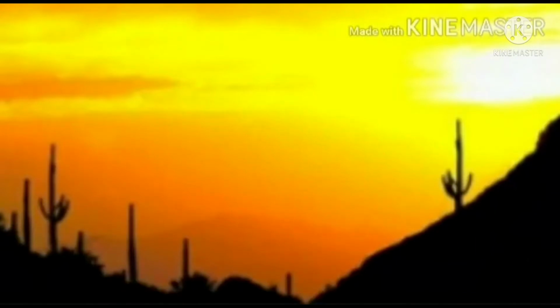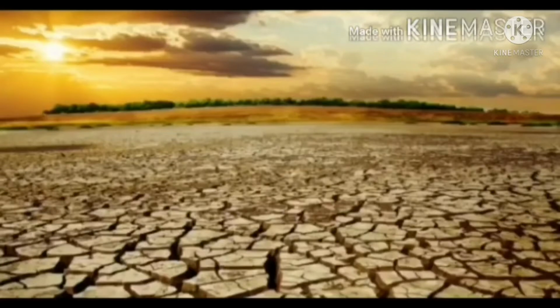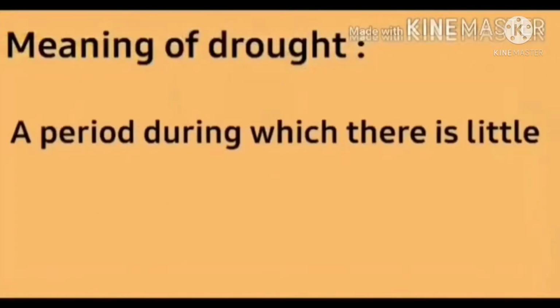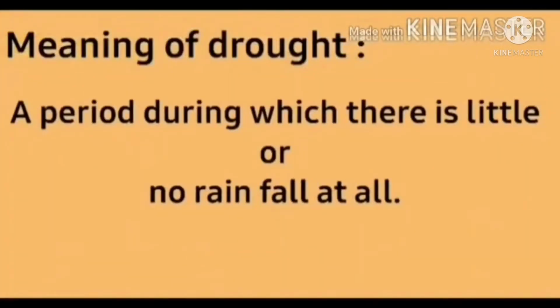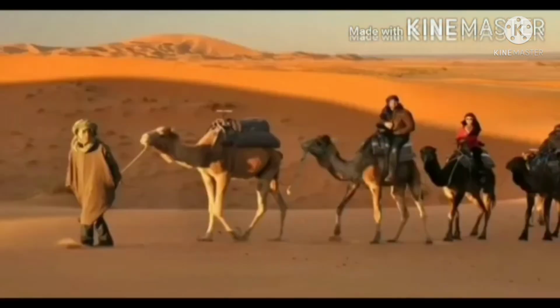In summer, days are very hot and nights are cool over here. In winter, days are warm and nights are very cold in this region. Sometimes it does not rain over here, so the region faces drought. The meaning of drought is a period during which there is little or no rainfall at all. The Thar Desert has an extreme type of climate.